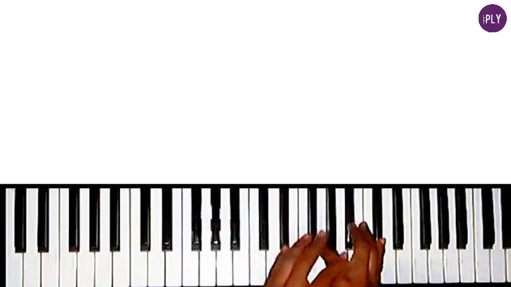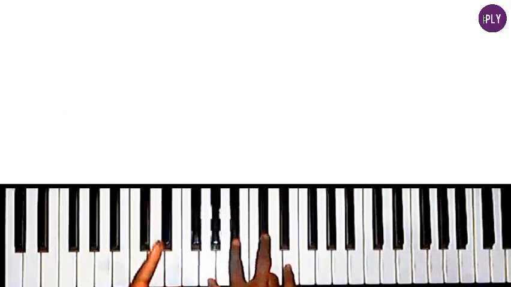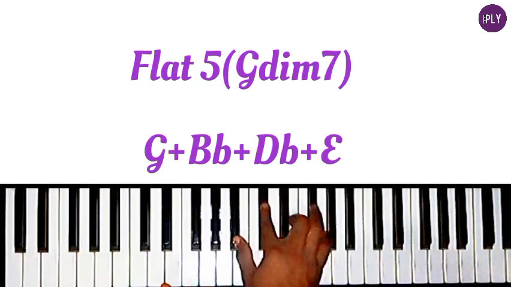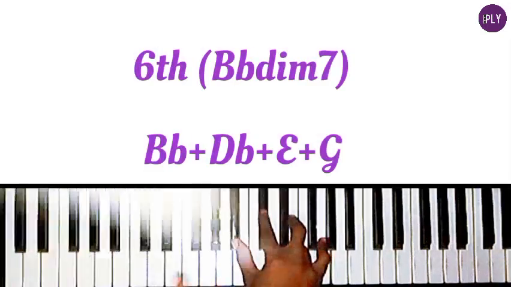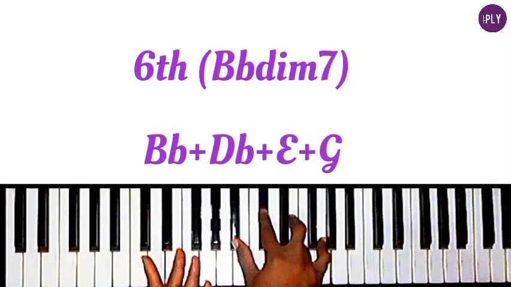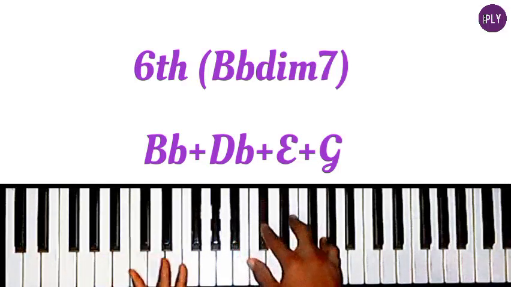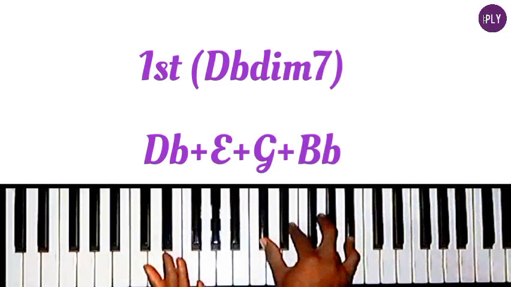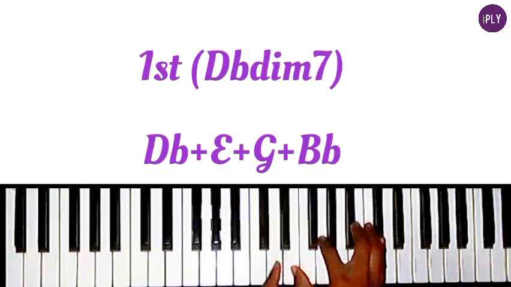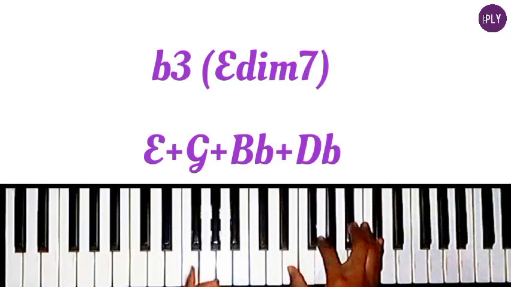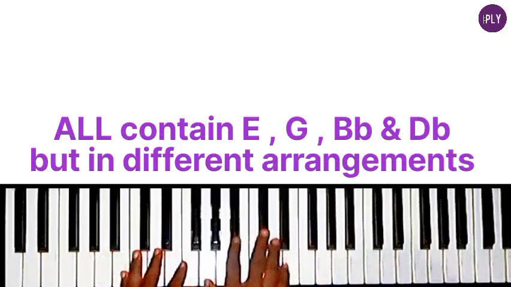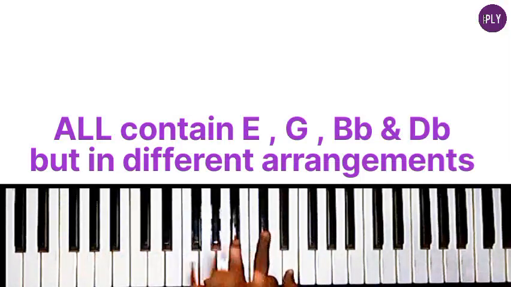It's just the arrangement of the notes that differs. So the diminished 7th chord of the flat 5 tone is the same thing as the diminished 7th chord of the 6th tone, which is this. You can see they contain the same notes but just different arrangements. So it's literally just inversions of the diminished 7th chord of the flat 5 tone. This is the diminished 7th chord of the 1st tone. It's still the same thing. This is the diminished 7th chord of the flat 3 tone. They are all the same thing. You can use any inversions. So don't get confused about that.